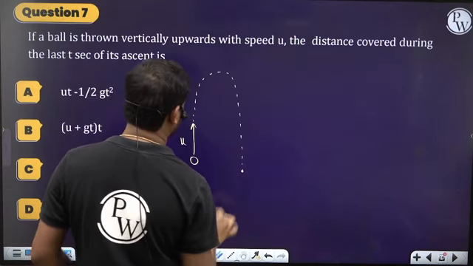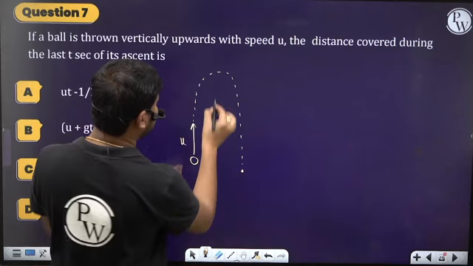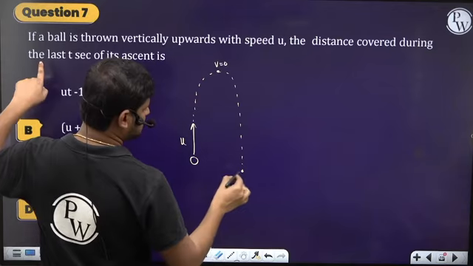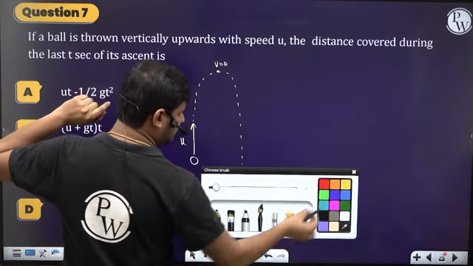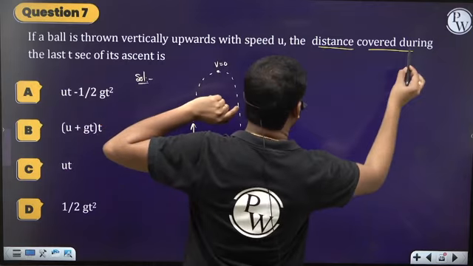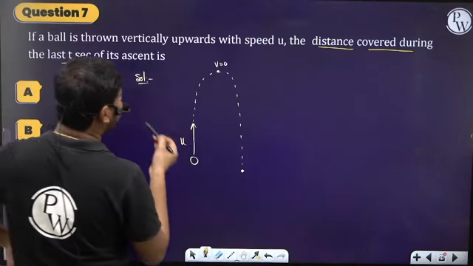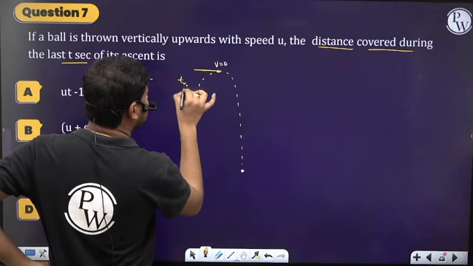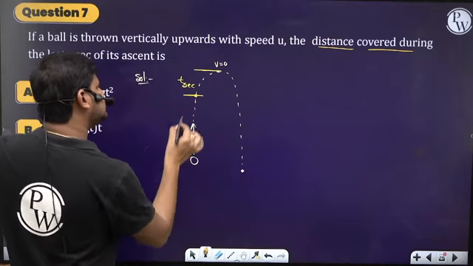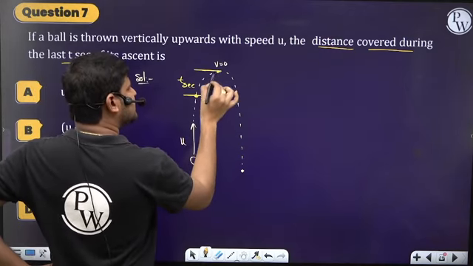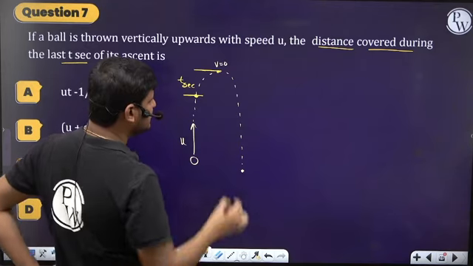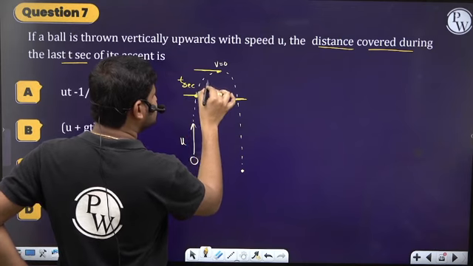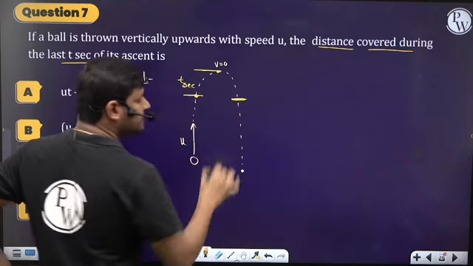So see here, when the body is thrown, it moves to some height. Here the velocity will become 0. And then again it comes to the ground, right? Now what they are asking in the question is the distance covered during the last t seconds of its ascent. Let's suppose this is the last t seconds. Whatever distance it covers in the last second of ascent, the same distance it covers in the first second of its descent. So in t seconds, the distance it covers is the same as in the descent.